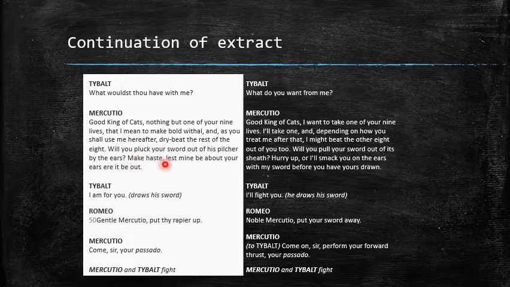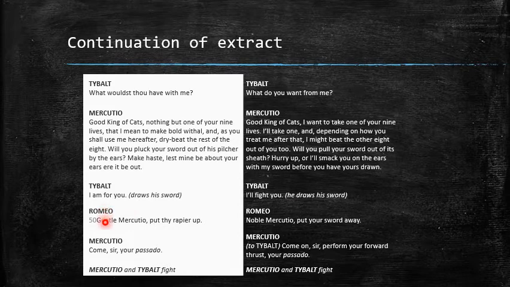So when he says make haste, he means hurry up. He says pull your sword out of its sheath. The sheath is the tight-fitting covering around the sword. "Or I'll smack you on the ears with my sword before you have yours drawn." Tybalt says, "I am for you," and he draws his sword. So he's saying, "I'll fight you." So Tybalt accepts Mercutio's challenge or his duel.